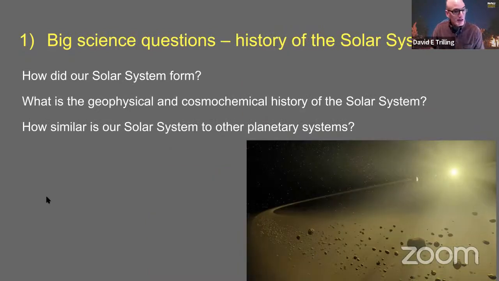So the first question, how did our solar system form? And again, this picture in the lower right is an artist's idea of maybe what it looked like when our planetary system was forming, a star, a planet, some asteroids, some dust, and so on. And another way to ask that question is, what is the geophysical and cosmochemical history of the solar system? And related to that is the question of how similar is our solar system to other planetary systems?